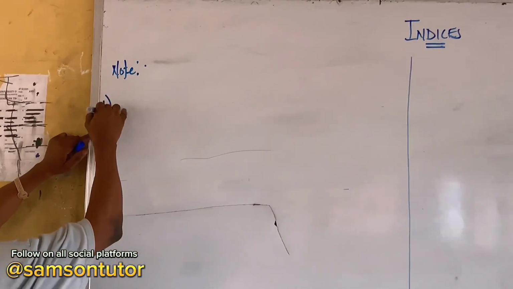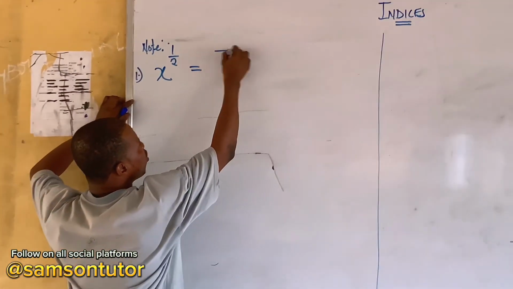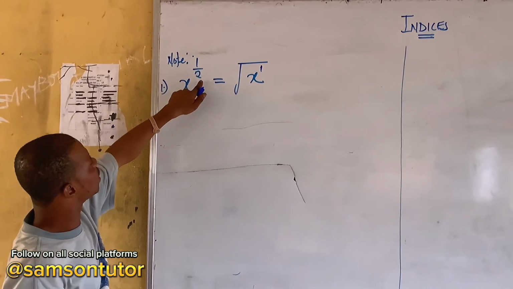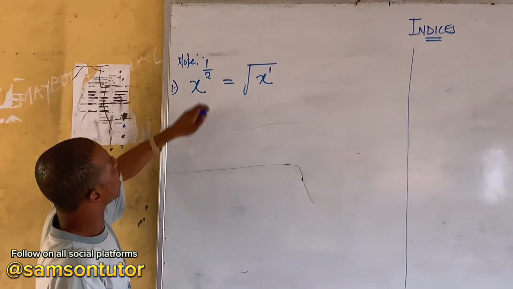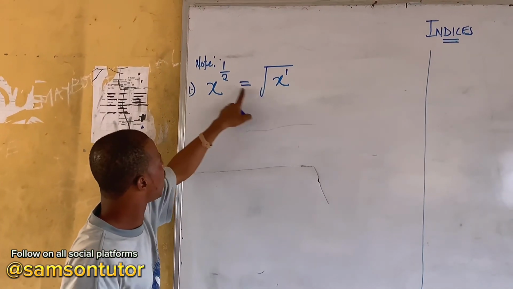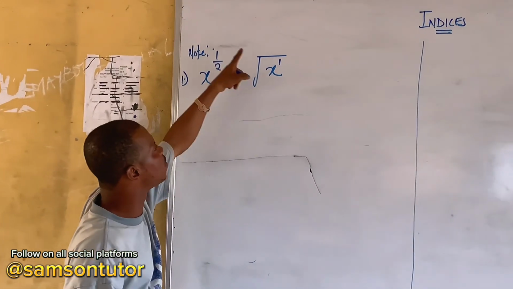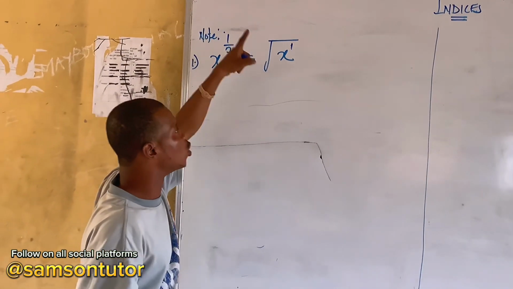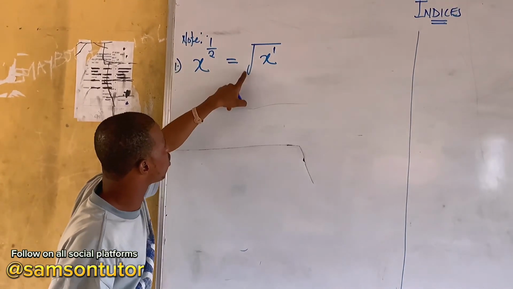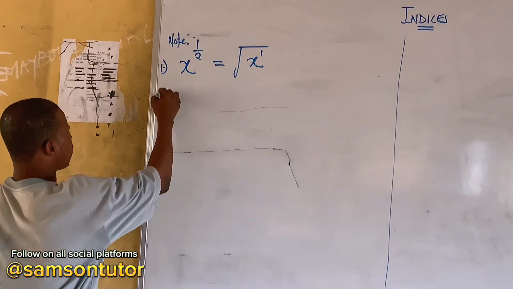The first one: when we have x raised to power 1 over 2, it implies the square root of x raised to power 1. Because the sixth law of indices says that whenever we have a power of a fraction, the denominator will become a root, and 2 is the denominator. That is why we call it square root of x raised to power 1. The numerator will still remain as the power. The denominator here is 2, so that was why it becomes square root. And the numerator is 1.